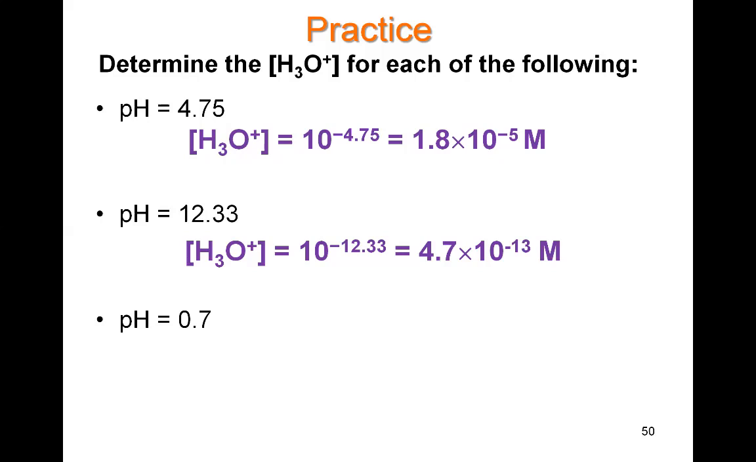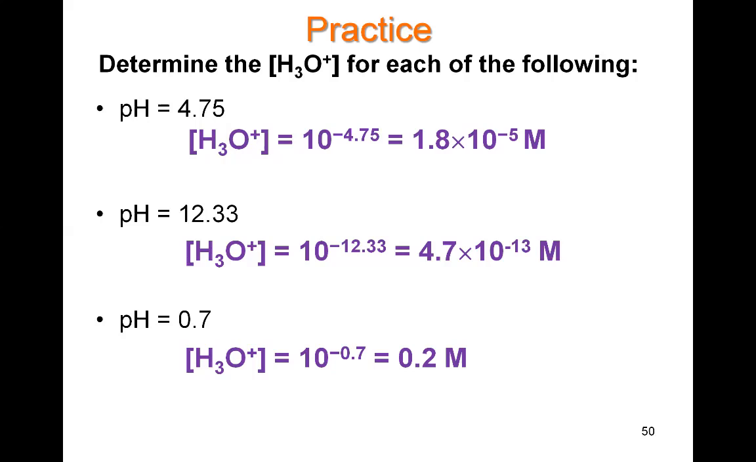Now pH 0.7, again the formula is H3O+ equals 10 to the negative pH, so 10 to the negative 0.7. The calculator answer is 1.995262, etc., times 10 to the negative 1. So for this, you could flip to the normal mode in your scientific calculator. In normal mode, it's 0.19952, and there is no times 10 to the power.